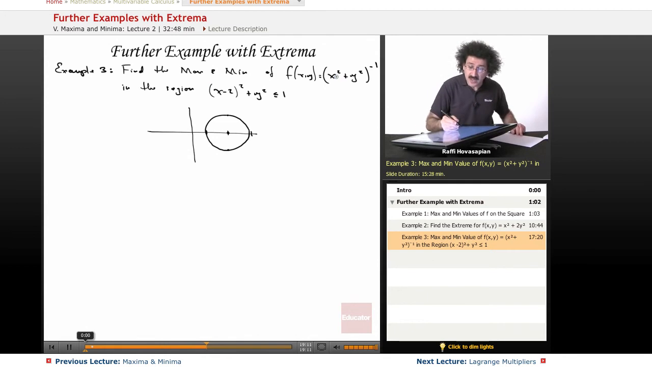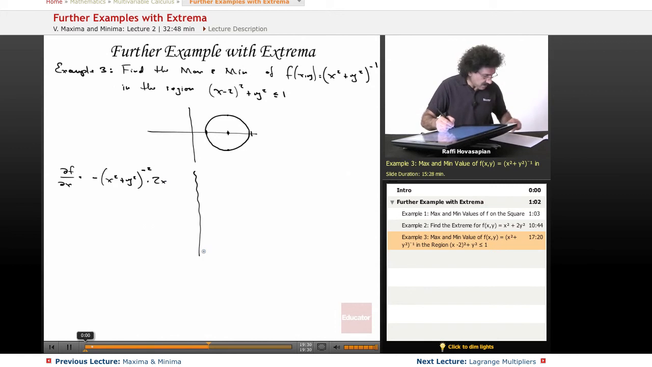So let's go ahead and take the df dx. So when we take the first partial derivative, this is going to equal negative x squared plus y squared to the minus 2 power times the derivative of what's inside, which is 2x. Okay, and df dy is equal to minus x squared plus y squared times 2y.